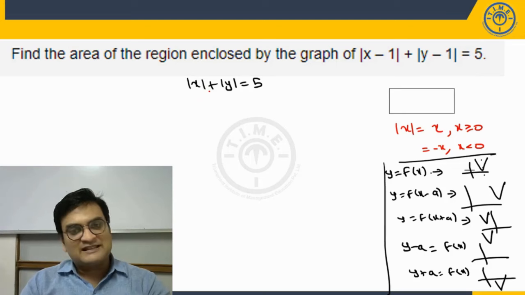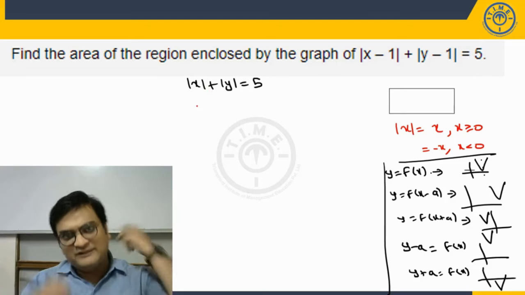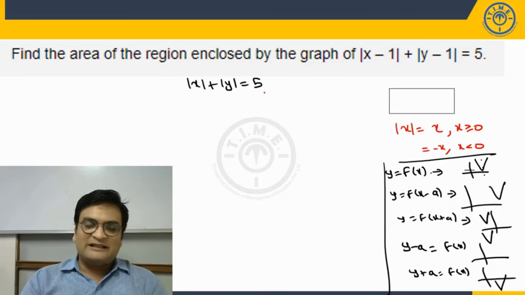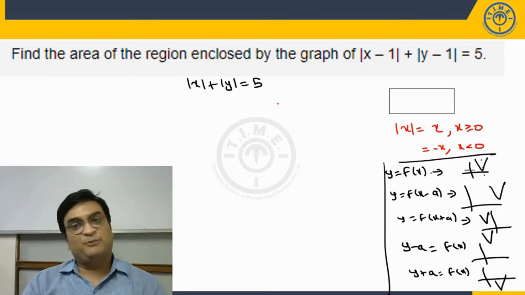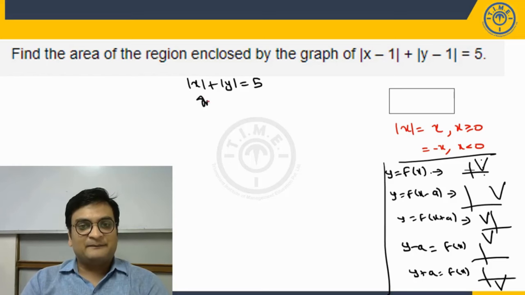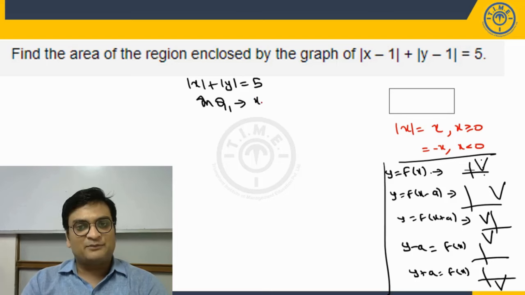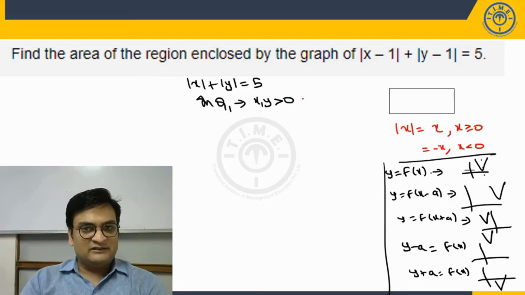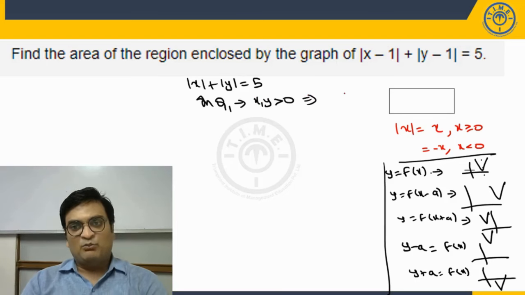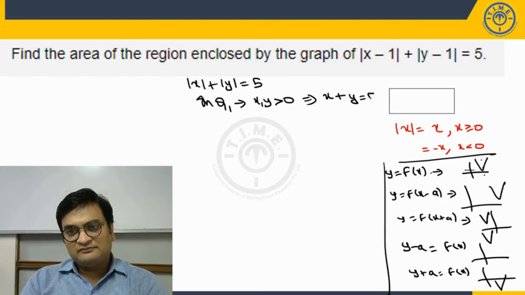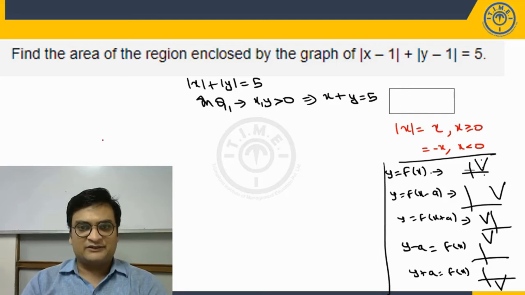Depending on whether x is negative or non-negative, mod will change its sign. So let's consider the various possibilities for x as well as for y. If I take the first quadrant, in quadrant 1 we know both x and y are positive. So what will this equation become? Mod x will become x, mod y will become y, so x plus y equal to 5 in the first quadrant.